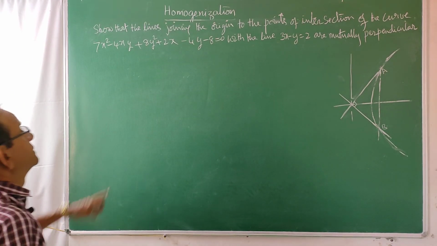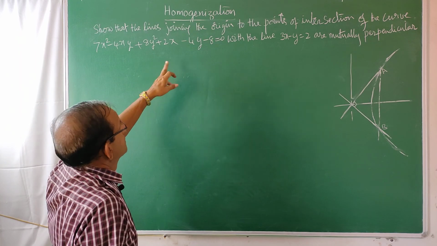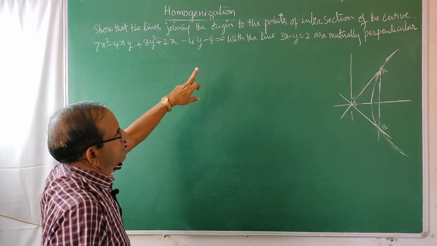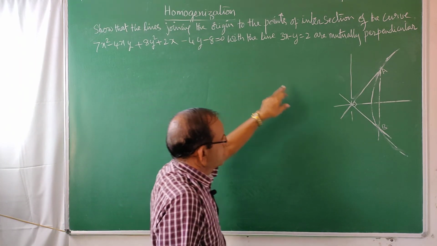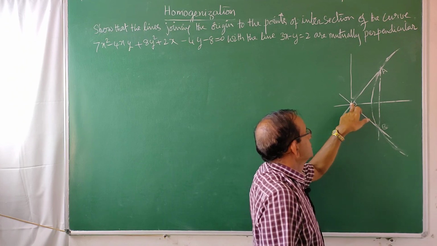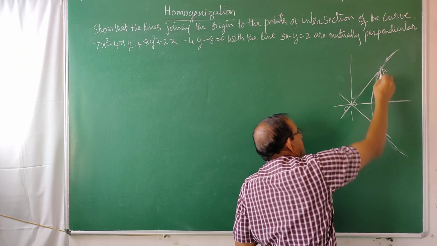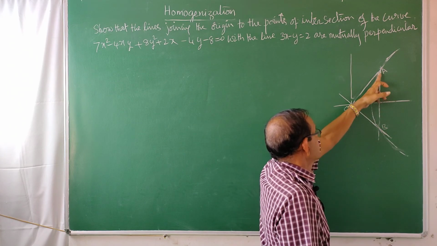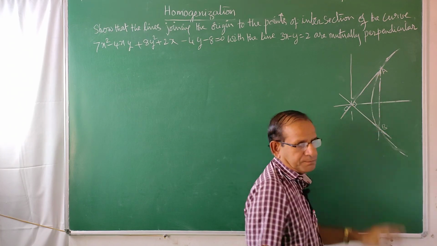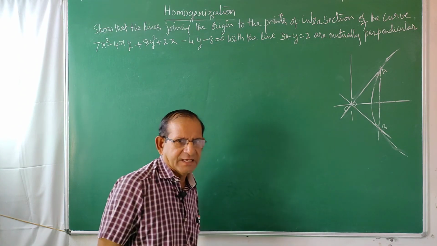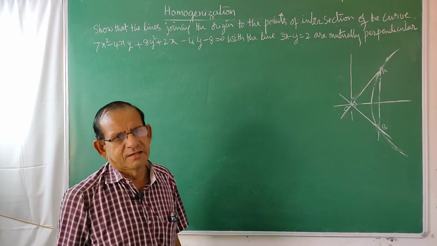Now say this question. Here also there is a curve and a line. Now we have to show that the two lines joining the origin to the points of intersection of the curve and the line, suppose they are A and B, then you have to show that OA is perpendicular to OB. That means you have to prove that angle AOB is equal to 90 degrees.